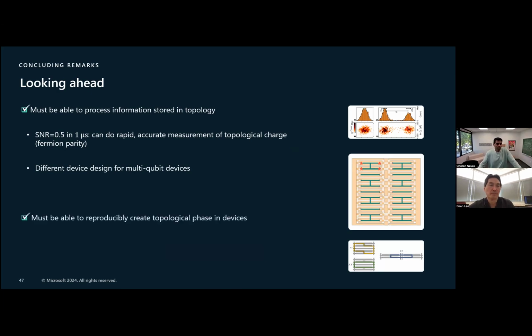The other thing we need is to be able to reproducibly create the topological phase in devices. That we have done, but in future we want larger topological gaps, greater than 50 micro eV, so that you'll have a more stable topological phase with lower error rates.